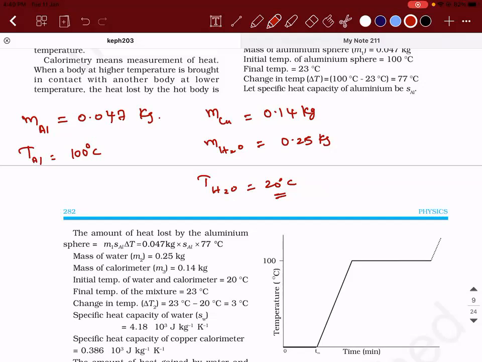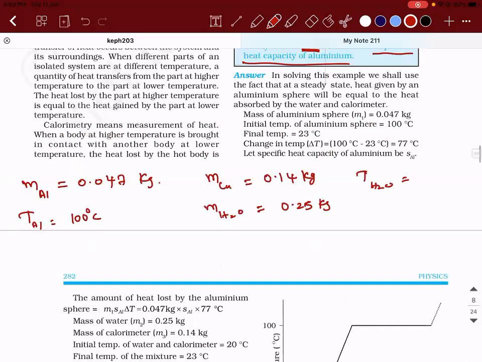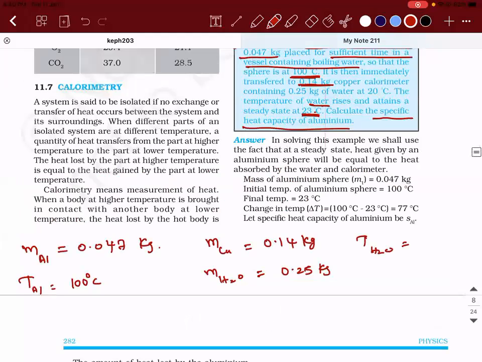Right. So how to solve this? Did they give the temperature of this thing? One minute. So that the sphere is at 100 degrees. It is then immediately transferred into a 0.14 kilogram copper calorimeter containing 0.23 kilogram of water at 20 degrees Celsius.